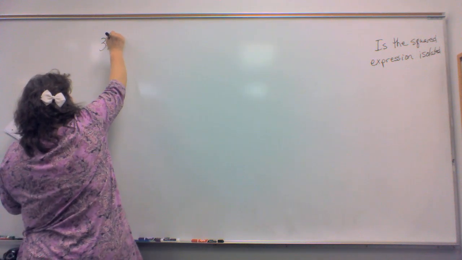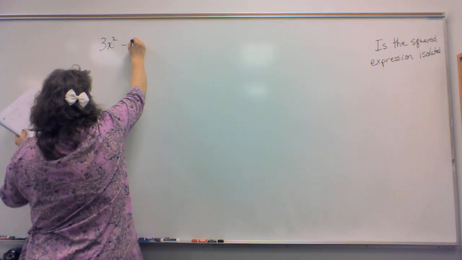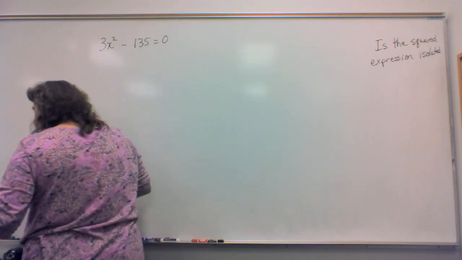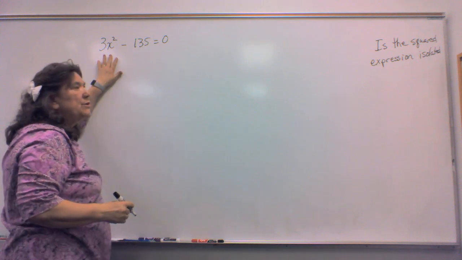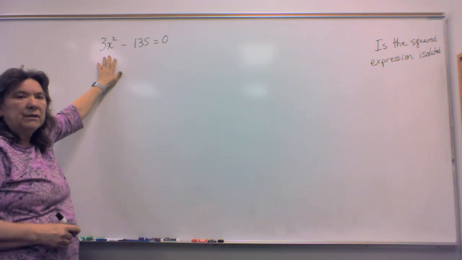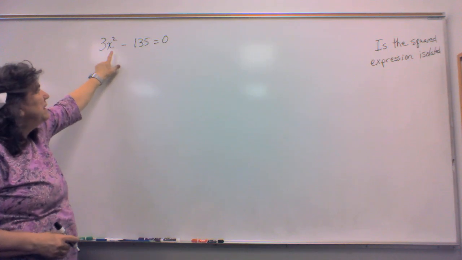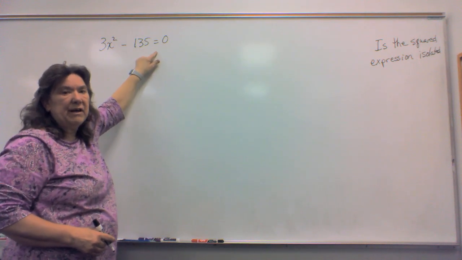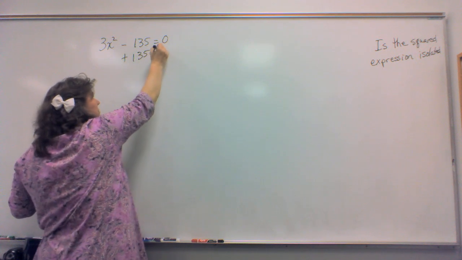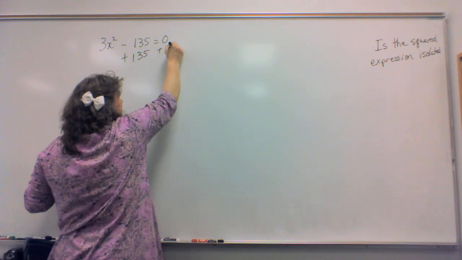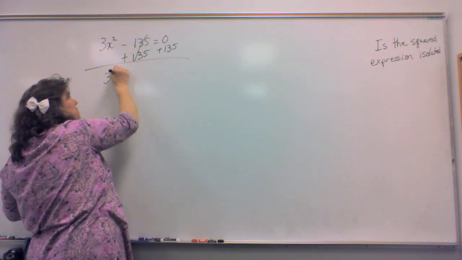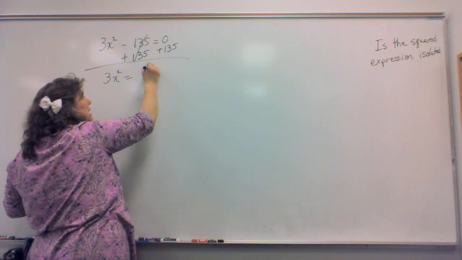X squared minus 135 equals 0. Now remember, is your squared term isolated? Is the x squared isolated? No, it is not. I have 3 multiplying it, and I'm subtracting 135. So the first thing we have to do is isolate that term by adding 135 to both sides. And we end up with 3x squared is equal to 135.